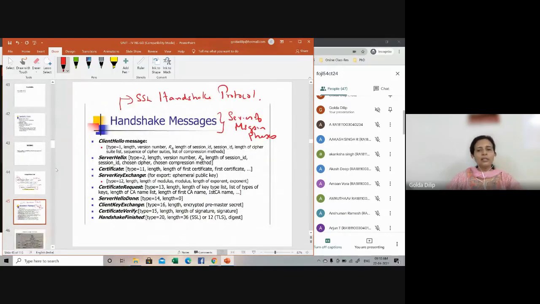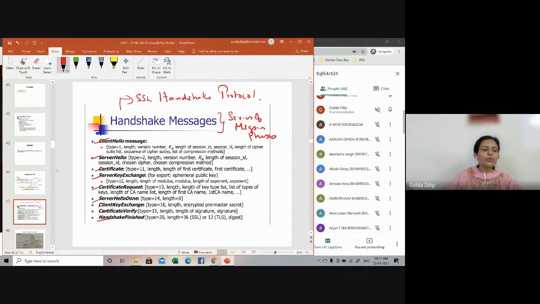I just told you, when you say handshaking, it is not a single message. It consists of a series of messages in various phases, where you first establish the security capabilities, then the server authentication and key exchange happen, then the client authentication and key exchange happen, and finally you finish. These are the various messages: the client hello, server hello, certificate in case it's there, server key exchange, certificate request, server hello done, then client key exchange, certificate verify, and handshake finished.